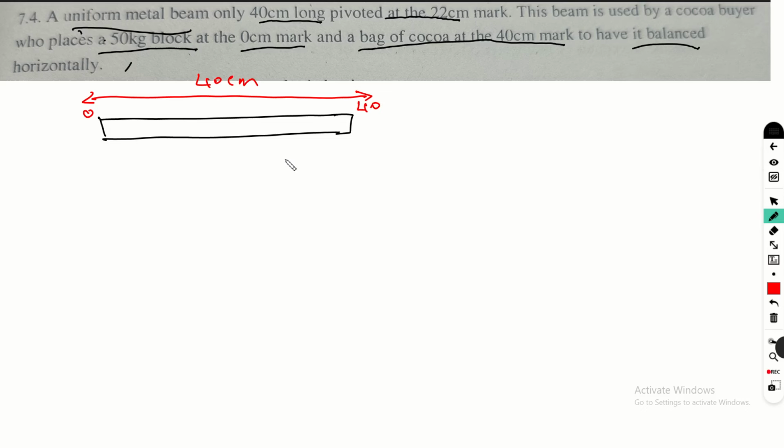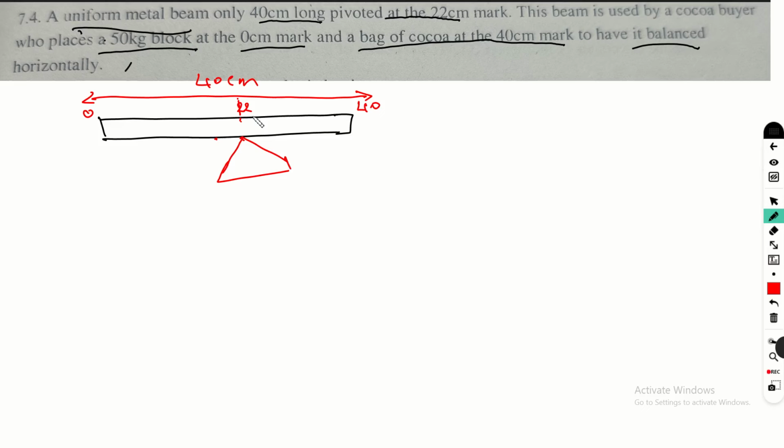That's what it's saying. Now they said it is pivoted at the 22 centimeter mark, which means I will count from here to where I have 22. It will not reach the middle, it will pass the middle, but this might be the middle, 22 somewhere here. So the pivot is placed here. So at this point we have 22, right? Okay.